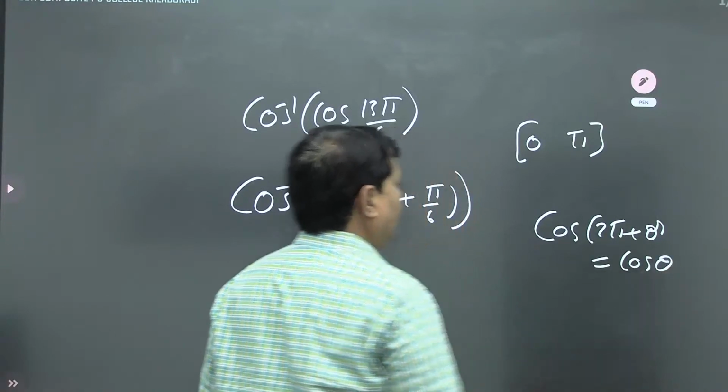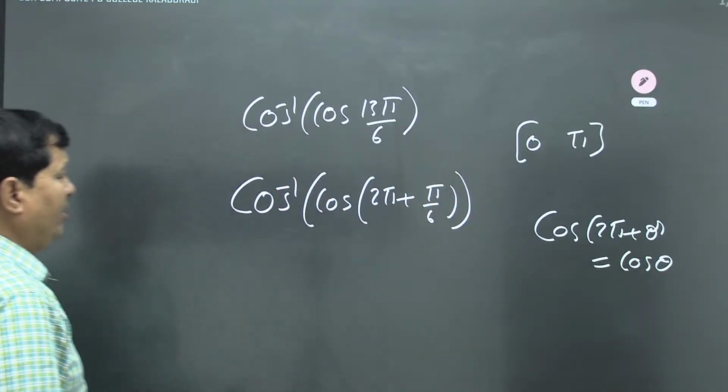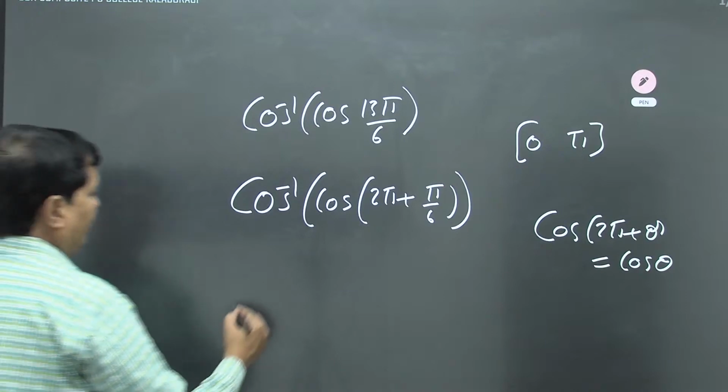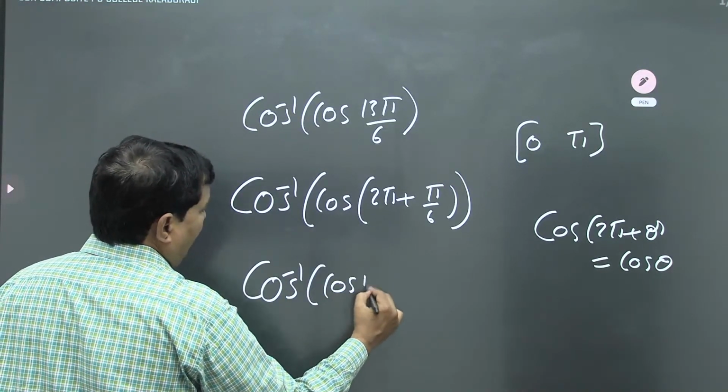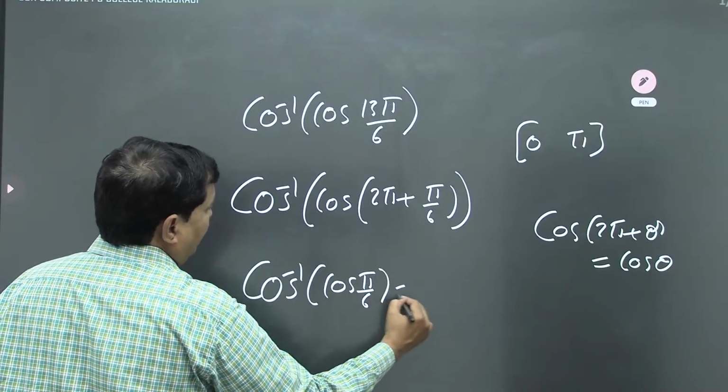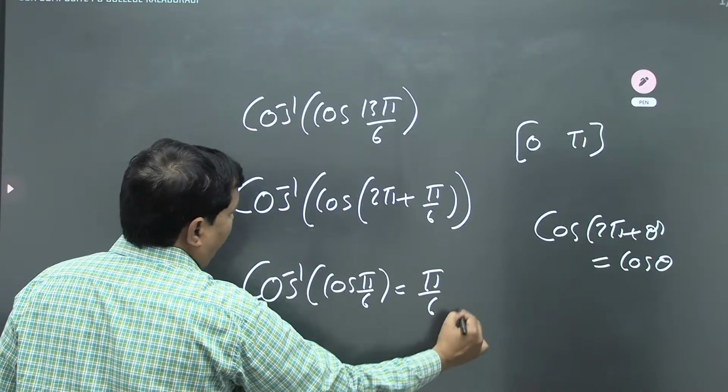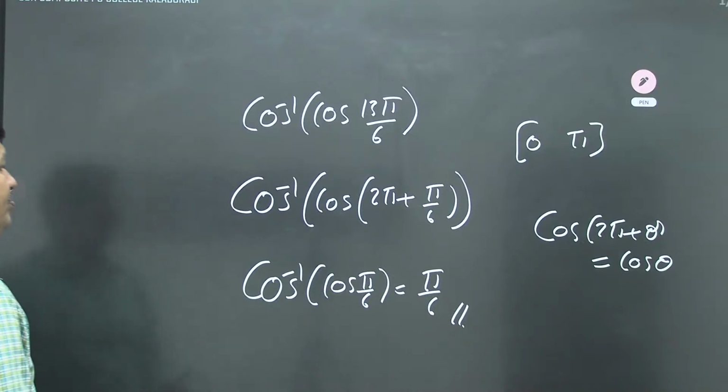Again it is in the first quadrant. In the first quadrant all the trigonometric functions have positive sign. Therefore, here we have cos inverse of cos pi by 6. Therefore, what is the answer here? Pi by 6 is the answer. Next question.